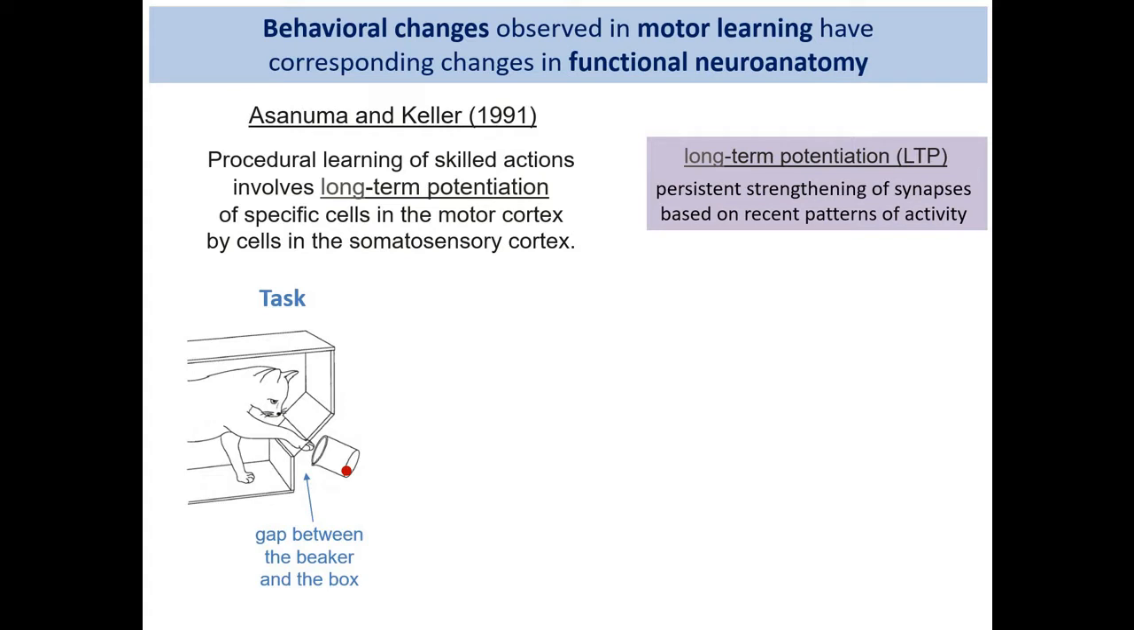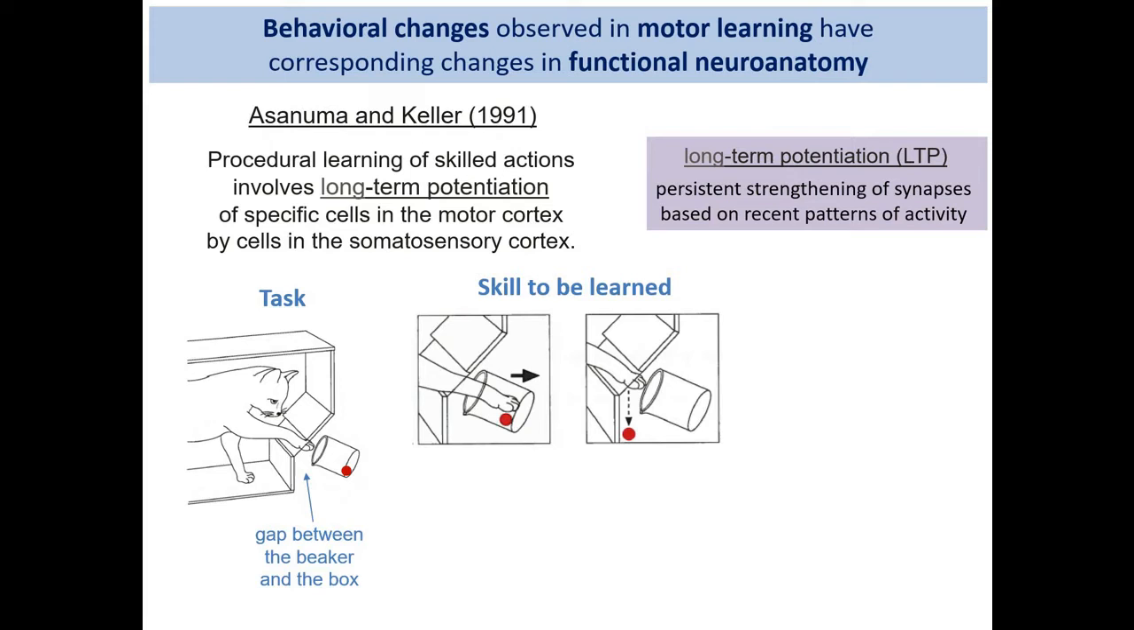The researchers studied cats learning a new skill. Here we see a cat from the study reaching through a gap in a box, with the goal of obtaining the food pellet that's sitting in the beaker. A key part of the skill to be learned here is that there is a gap between the beaker and the box. Here we can see the significance of the gap coming into play. The cat reaches for the food pellet, pulls the pellet out of the beaker, and then the food pellet drops behind the box and out of reach. The skill to be learned here is how to get the food pellet without it dropping through the gap.